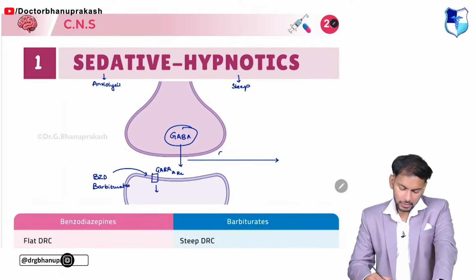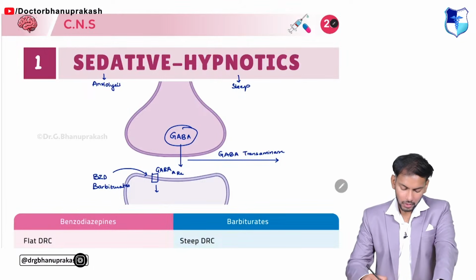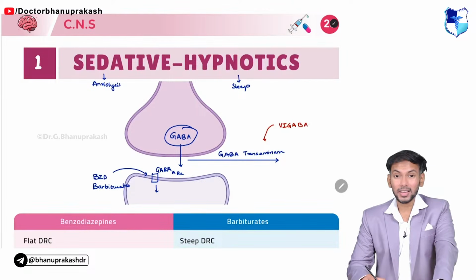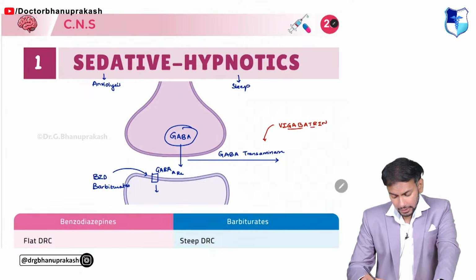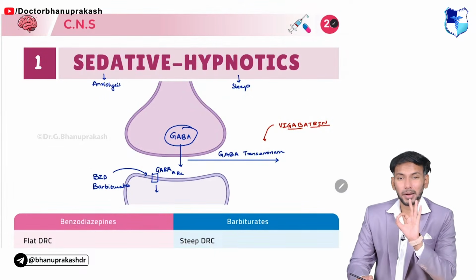After this, GABA is metabolized by something known as GABA transaminase. Now, this can be blocked with a drug called vigabatrin. It is given in the name. See, it is a GABA transaminase inhibitor. GABA transaminase inhibitor is vigabatrin.